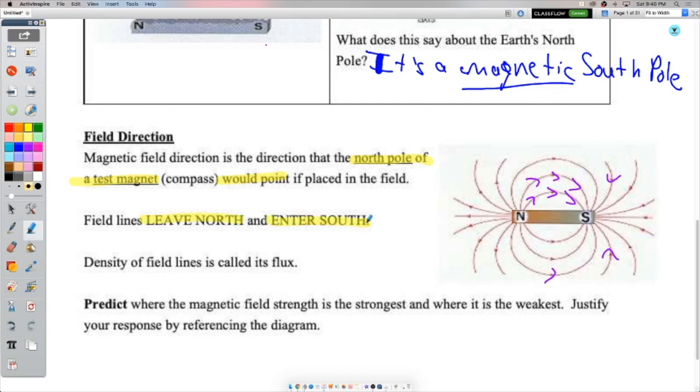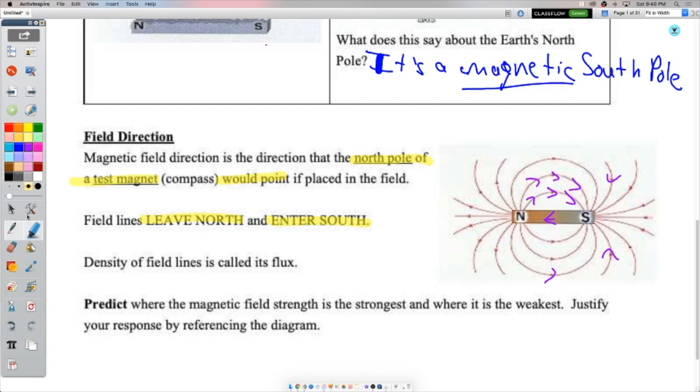Okay, so again, key point, they leave north and they enter south. On their way through, they have to then leave north again, right? So for the most part, field lines are pointed towards south. The only place that's not true is within the magnet itself, right? Because they have to leave north again to then go around. So exit north, enter south, right?